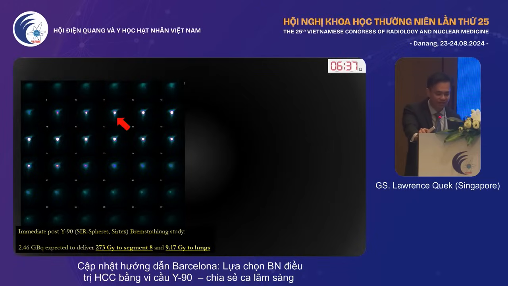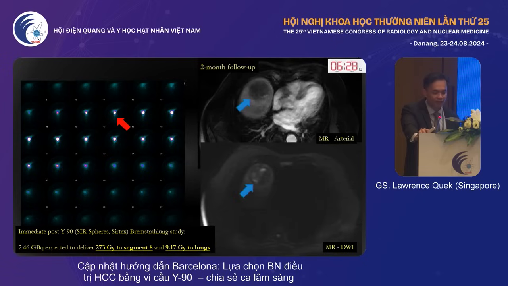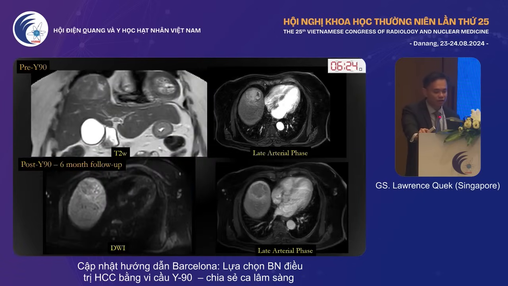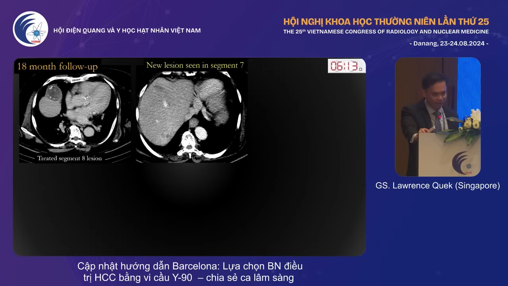This is the post Y-90 Bremsstrahlung study. Appropriate, not too high a dose to the lungs. We gave about 200 grays to segment 8, more than 190 back then at that thinking. And this is a 2-month follow-up, which shows no arterial enhancement. So now we have the pre-Y-90 images at the top, and then the 6-month follow-up shows hyperemia around the lesion, but largely treated. Then at 18-month follow-up, you still see a hypodense lesion, albeit smaller, with some calcification in it.